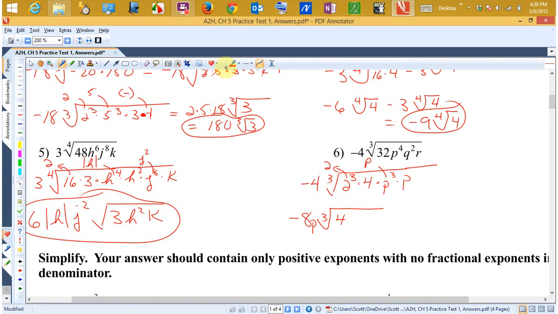Wait, this is a q. Somehow I left some of that stuff out, so I've got a q squared. Wait a second. The q squared stays under and the r stays under. So this p stays under, so let's go back and forth. So the 2 cubed comes out, the 4 stays under, the p cubed comes out. When I split the p to the 4th up, there's that p, that stays under. Q squared stays under, and r stays under.